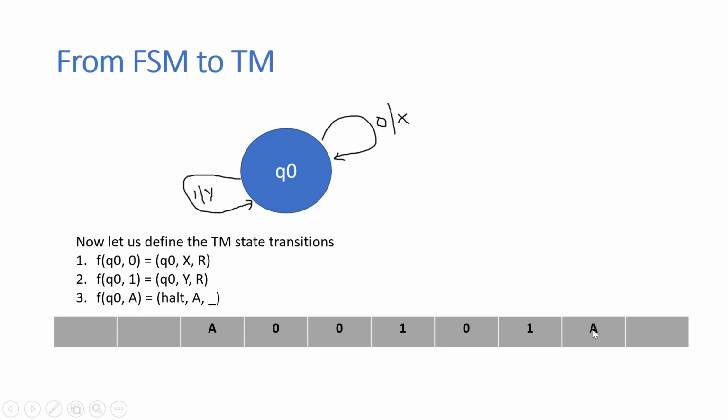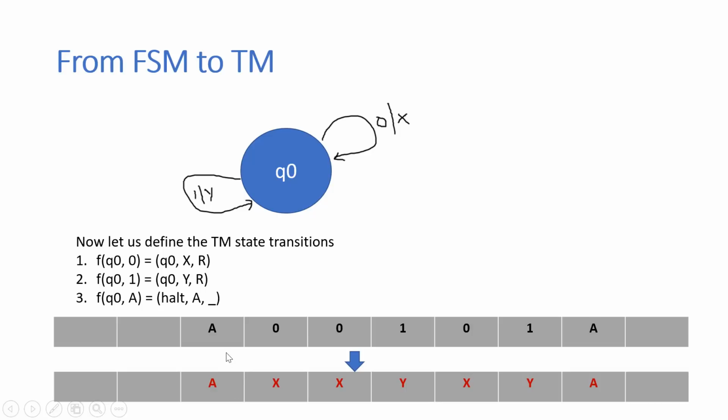Now I read an A. So at this point, we execute this instruction. I'm in state Q naught. I see an A. We halt. So here's how the tape has changed when your Turing machine terminates as it reaches the final A. We'll take a look at more examples, and we will try to understand how to design Turing machines. Some of the upcoming examples in this video will be based on first looking at a finite state machine and then going into a Turing machine.